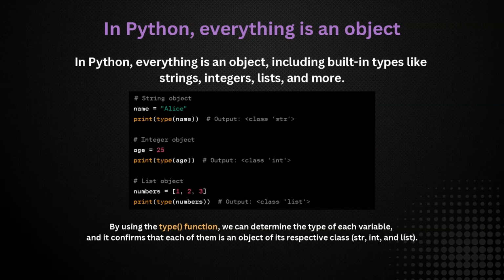For example, name is assigned to Alice string, age is assigned to integer 25, and number is assigned to a list. Now when I'm printing the type of every variable using the type method, I can see that in the output I am getting class str, which says that the string object is an object of class str. Similarly, integer object is an object of class int, and list object is an object of class list.